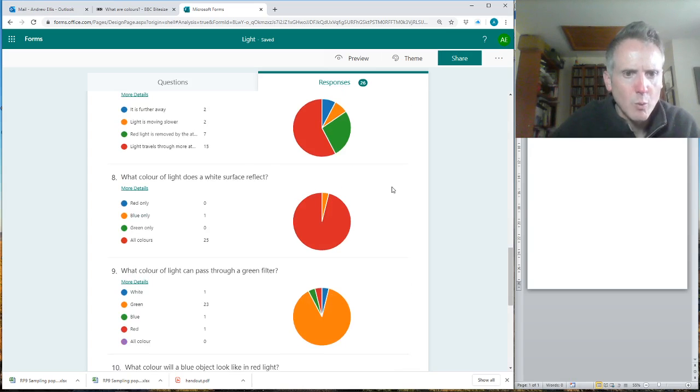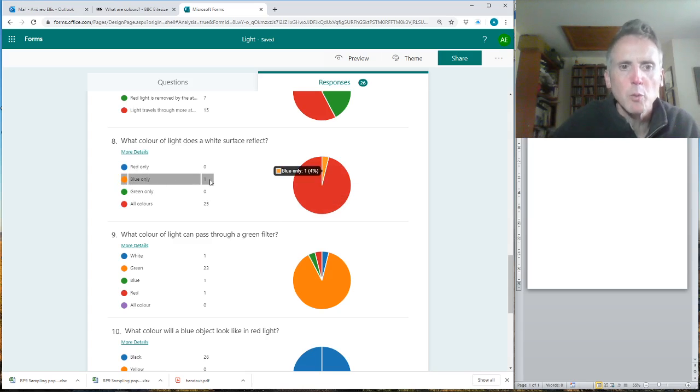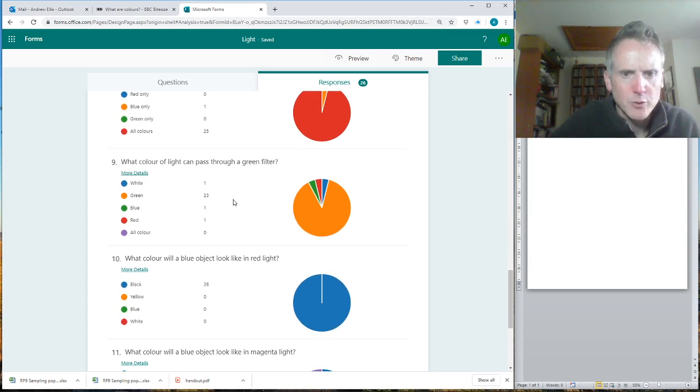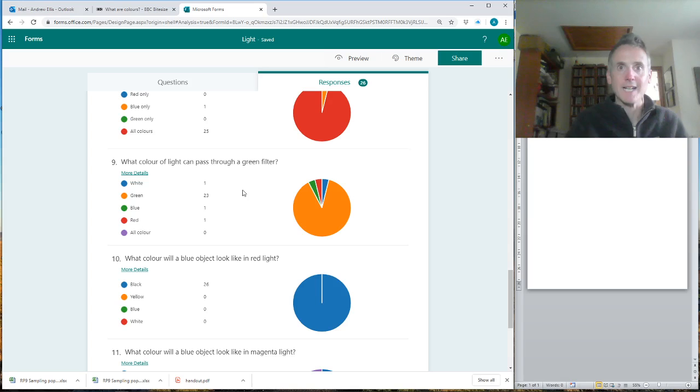What colour of light does a white surface reflect? All of them, good. Blue would be right, but not blue only. And 9, what colour of light can pass through a green filter? It is green. Only 3 of you got that wrong. Green light can pass through a green filter. I know that because if I put a green filter up to a white light, I see green, so green light is getting to my eye. It showed it really well on the video. She put a box in front of a white light, and you could see this green beam coming out, really clear.